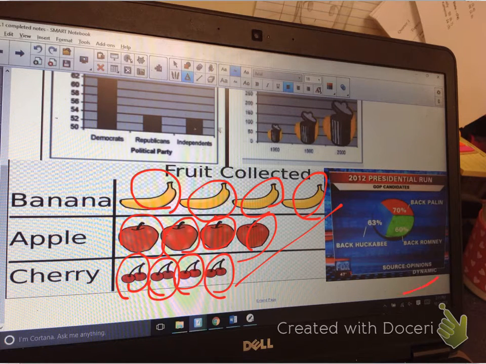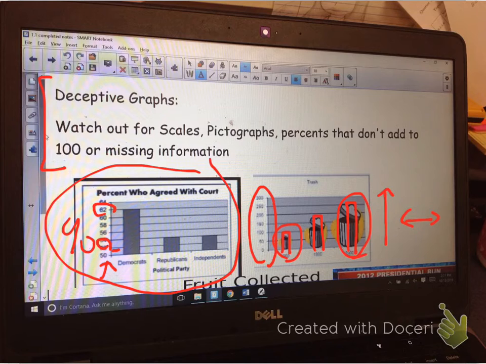And finally, this is a legit graph that Fox News ran in 2012. It's a pie chart about people who back Huckabee, Palin, and Romney, and you'll notice it's over 100%. So going back to deceptive graphs, you want to watch out for scales, pictographs, percents that don't add to 100, or missing information.